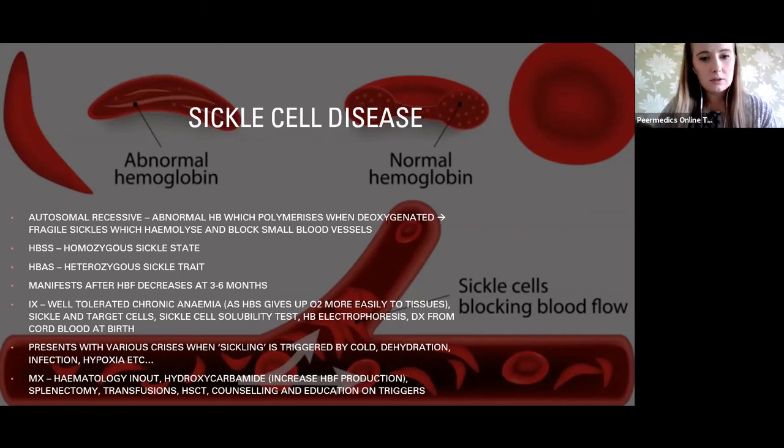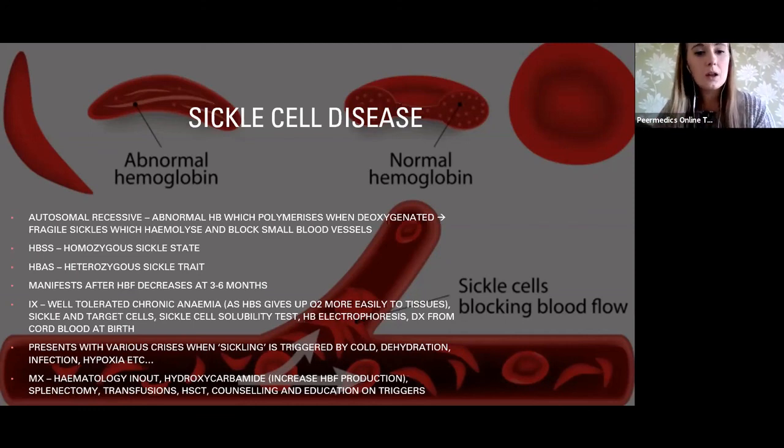If you're going to investigate it, generally we pick up on it at birth through cord blood sampling anyway, but the patient's going to have a quite well-tolerated chronic anemia until a sickling crisis happens. And actually, these sickled red blood cells give up oxygen more willingly to tissue. So even though they can have anemia, they might never notice because that oxygen isn't offloaded with any difficulty at all.